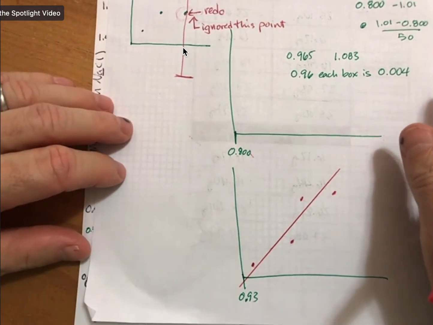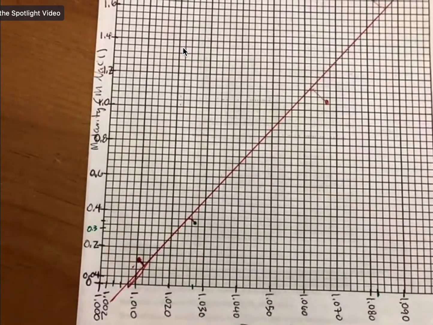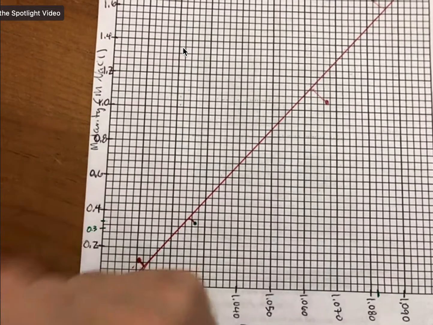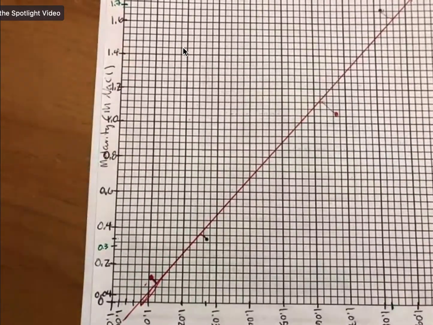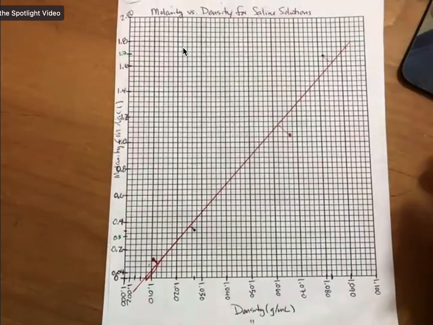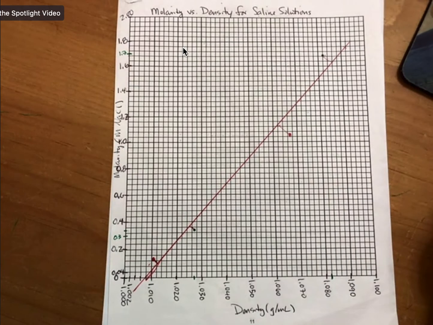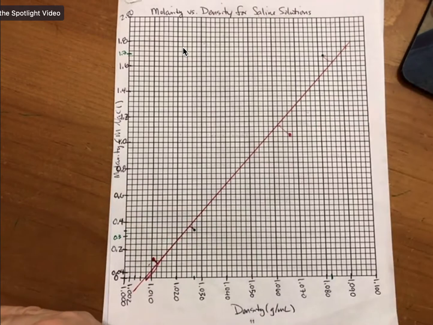So please draw your best fit line for your graph. And it doesn't have to be perfect, it just has to be pretty good, meaning it has to go through all of your points as best as possible. And this graph is now done. Does anybody have any questions about this graph?